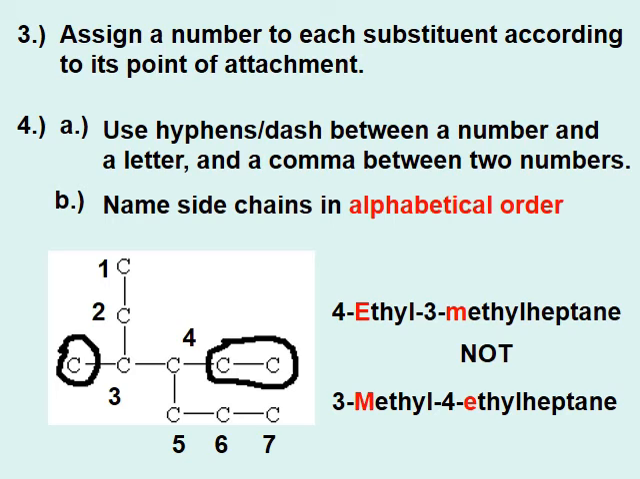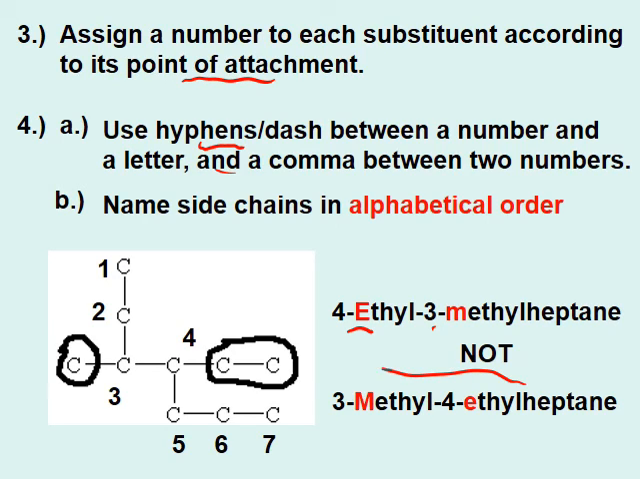So we already did this: assign a number to each substituent group according to its point of attachment. And use hyphens or dashes between a number and a letter. So keep that in mind. Like 4-ethyl, between 4 and E, there is a dash. 3-methyl, again, between number and letter, you get a dash.